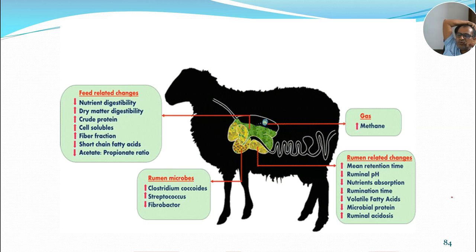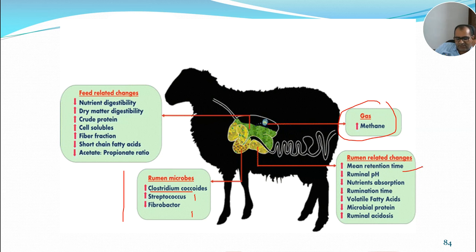Apart from this, the crude protein, cell solubles, fiber fractions, short chain fatty acids, and the acetate to propionate ratio will also change. The gas produced is methane, and of course carbon dioxide also. The rumen microbes belong to different species, such as Clostridium, Streptococcus, and Fibrobacter. Rumen-related changes are always the mean retention time in the rumen, the pH of the rumen, and nutrient absorption.